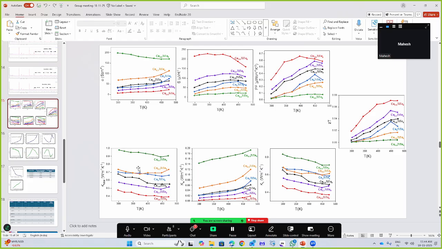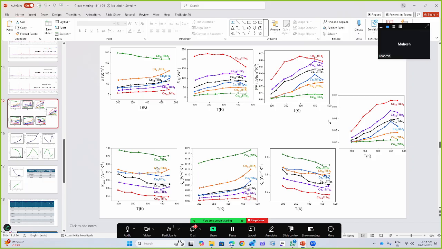But let's see the overall performance. If conductivity improves and the power factor is higher, the conductivity should go up by a factor of 3 or 4. Then that will benefit. And even if the thermal conductivity goes up by 20 to 30%, it should still benefit you because the thermal conductivity is lower than 1. So you'll get to some reasonable ZT.